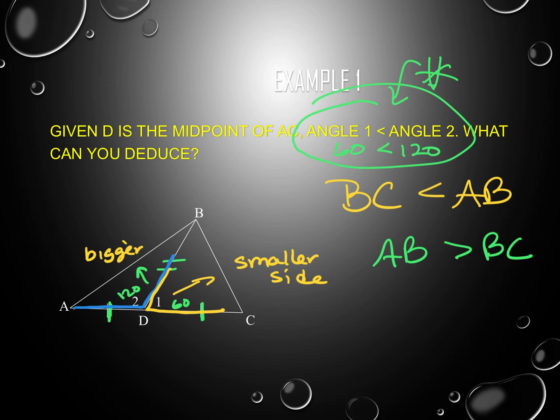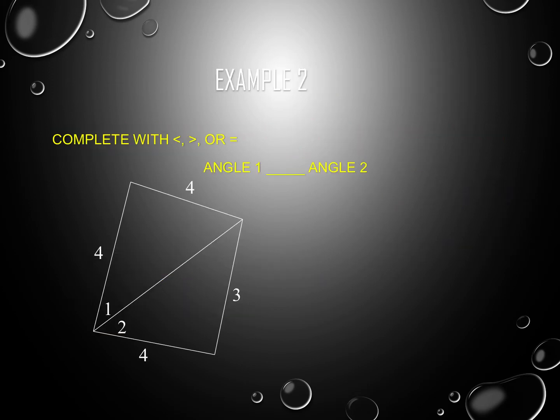Let's try example 2, and we're going to apply the converse of the Hinge theorem. Again, they want us to just fill in that blank there and compare angle 1 and 2. Is it going to be less than, greater than, or equal to? So again, I need to look at the sides across from the angles, and double check that I do have two pairs of congruent sides. Over here, this side is congruent to this, and then I also have the reflexive.